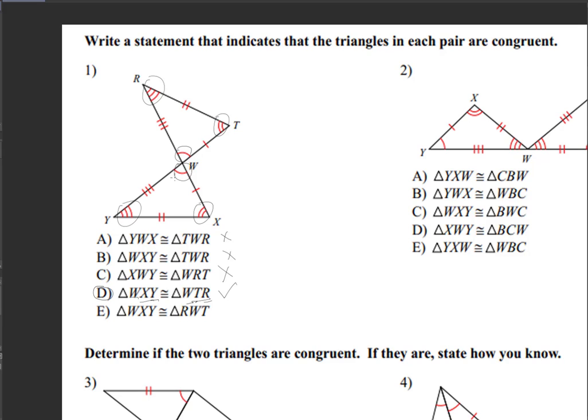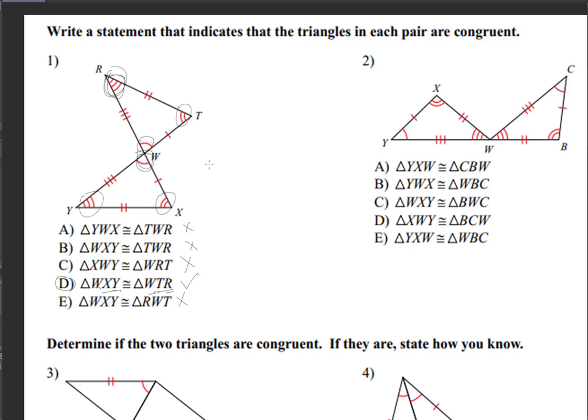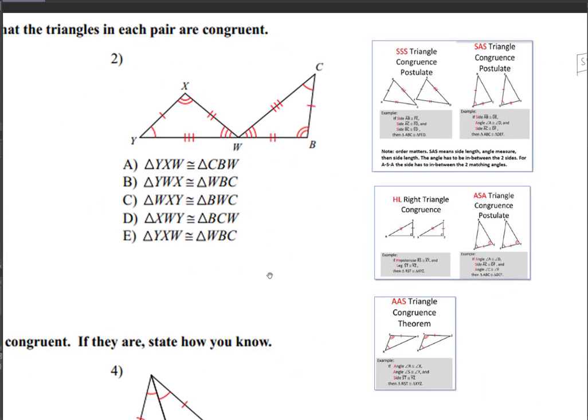I'll do the last one too. WXY should have corresponded with WTR, but instead they said R, when R and W don't correspond. So that would be out. And what I mean by don't correspond is R is the three-lined angle and W is the one-lined angle. So those need to be in the same order with one another. So hopefully that made sense for that one. Let's go ahead and move on to the next one.